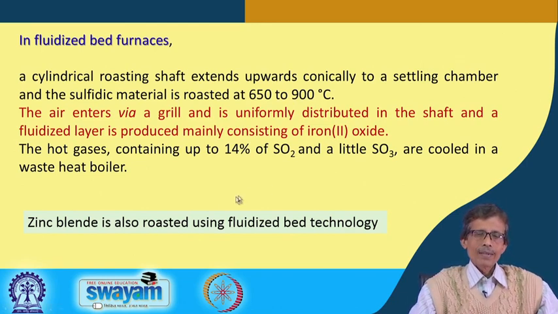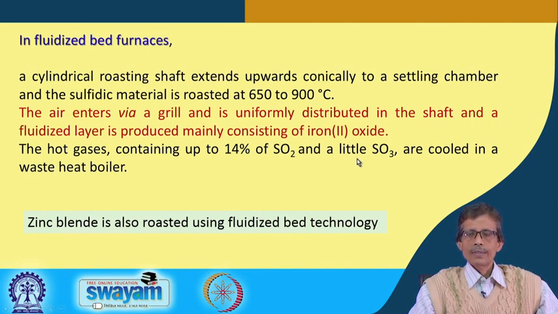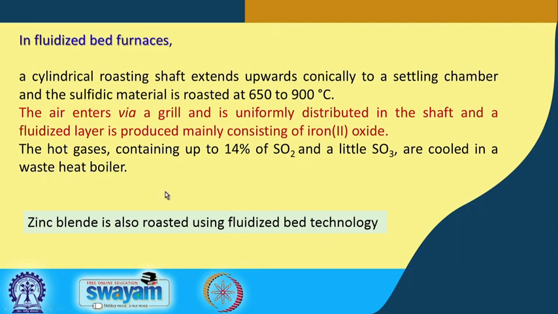So, the hot gas is basically a mixture containing up to 14% of sulfur dioxide and very little sulfur trioxide, because some amount of sulfur trioxide can also form, and it is cooled in a waste heat boiler. The temperature is very high, 650 to 900 degrees centigrade. So, the gas we are producing is at a very high temperature, and when we cool it to a lower temperature, we basically get a waste heat boiler.